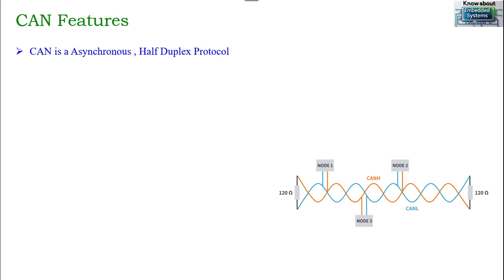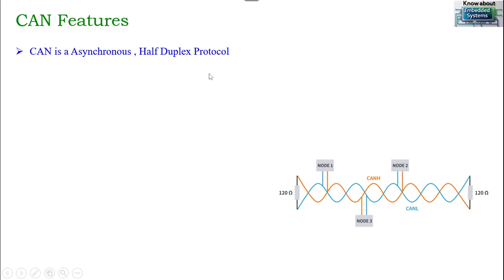First of all, the CAN protocol is an asynchronous communication protocol. So try to understand the word here. What do you mean by asynchronous? There will be no clock. We do not use any clock to transmit or to receive the data. But instead of that, we are going to use something called baud rate. What is that baud rate? That I'll explain later. So the first thing is, CAN is an asynchronous communication protocol and is a half-duplex communication.